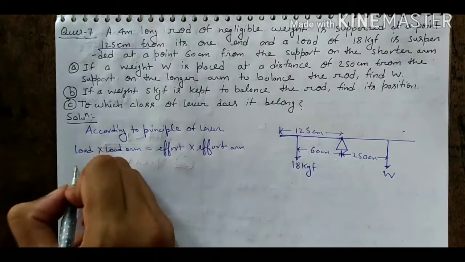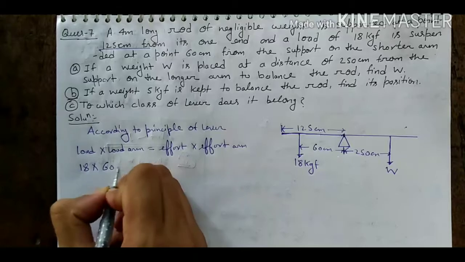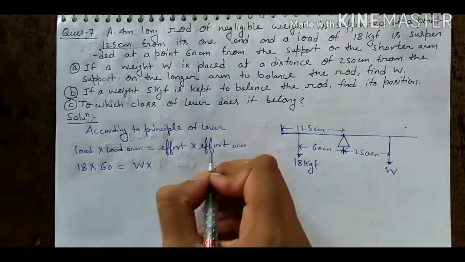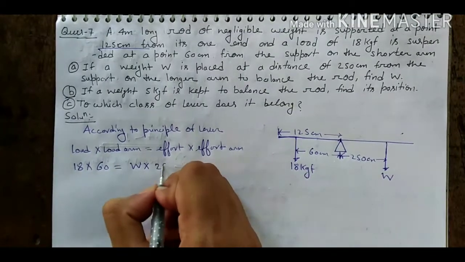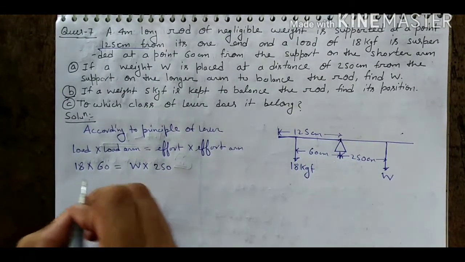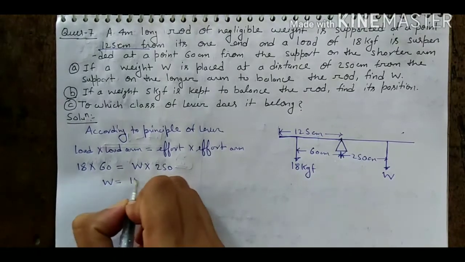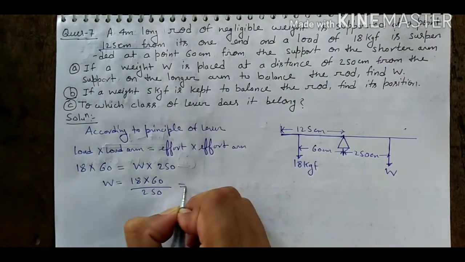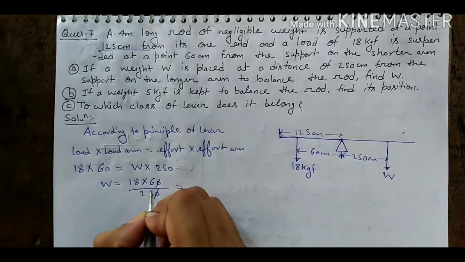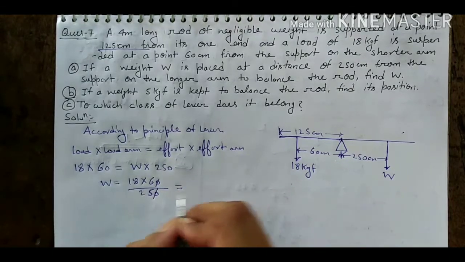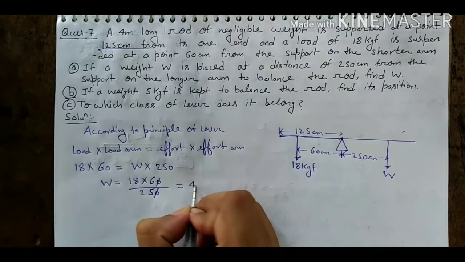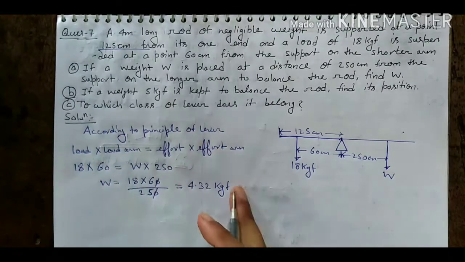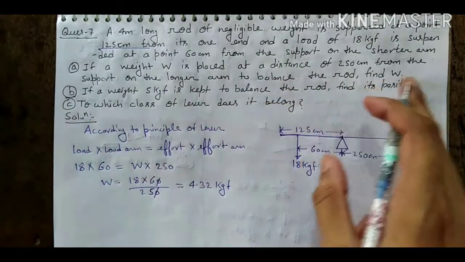Here load is given 18 kgf, load arm is given 60, effort means this W is what is asked, W into effort arm, which is given 250. It means W will equal 18 into 60 upon 250. After solving, the 0 will cancel out, and 18 into 6 upon 25 we will get 4.32 kgf. This will be the first answer of the first question from the support.